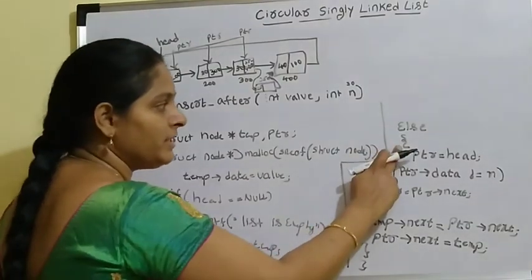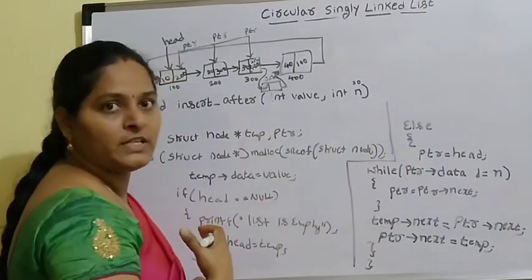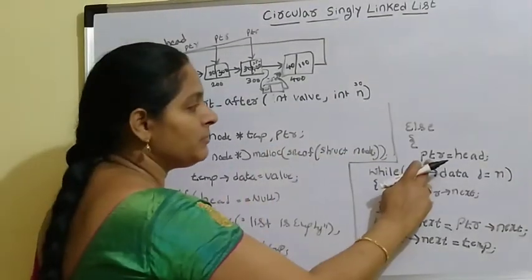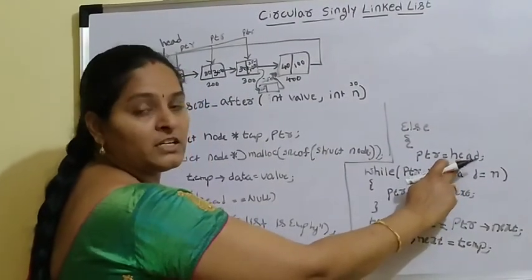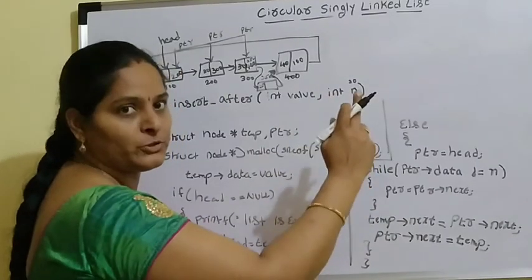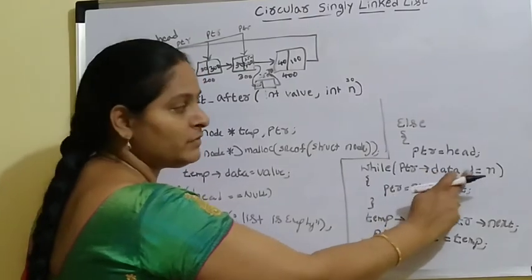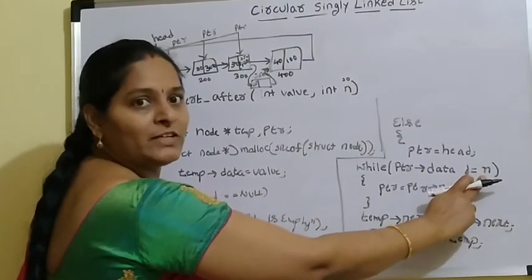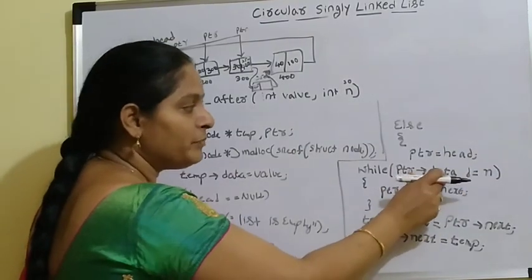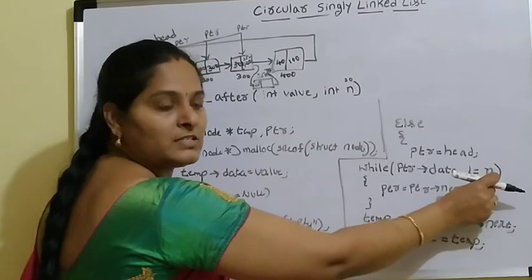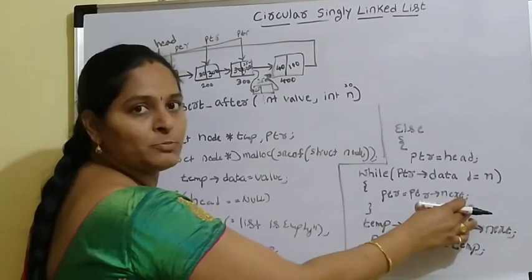If the list is not empty, we need to find out after which node or which element we need to insert our new node. So for that, I am taking one extra pointer PTR. Initially, I am initializing the head address to PTR so that the traversing will be done from the first node. Now, I am comparing each and every node's data part with the element after which you want to insert. Suppose PTR data is not equal to that element, move PTR to the next position.